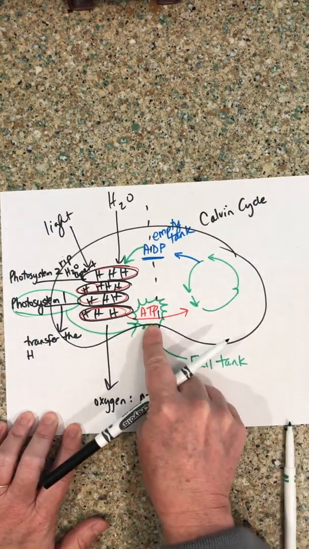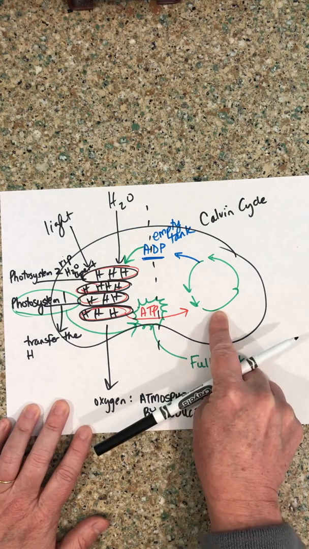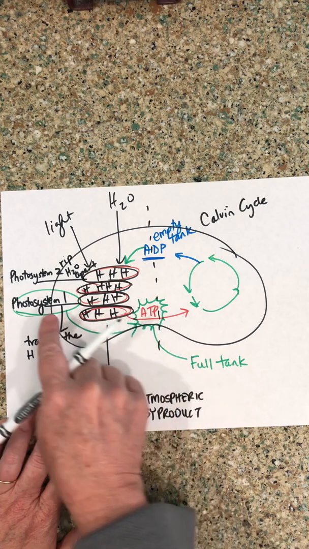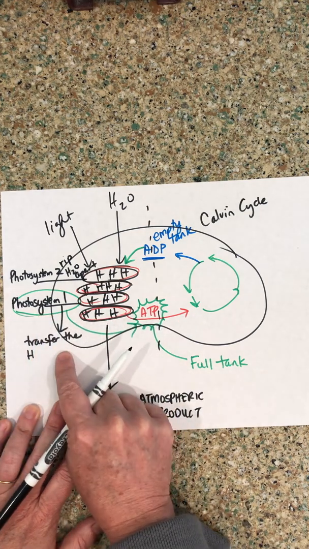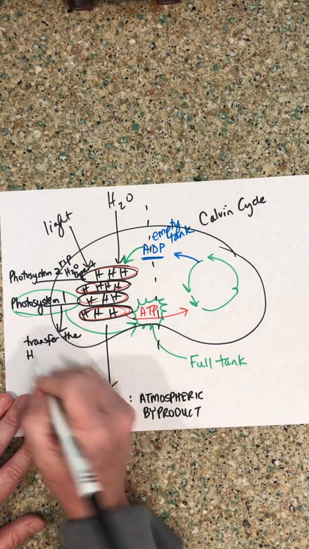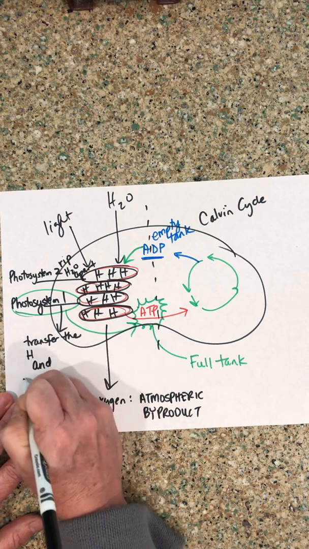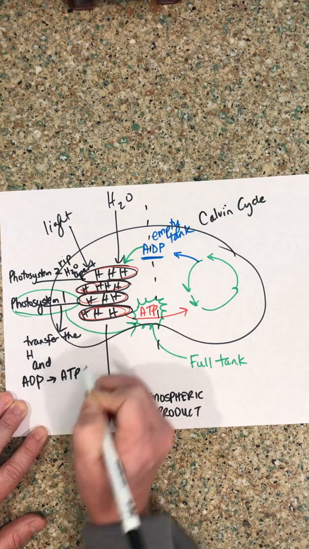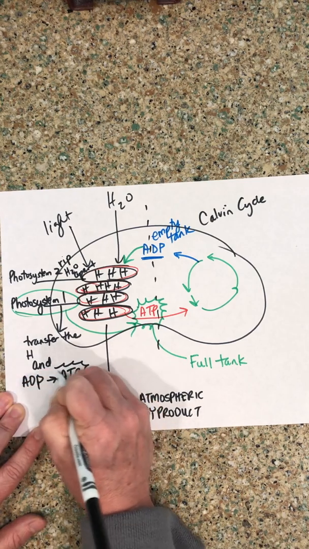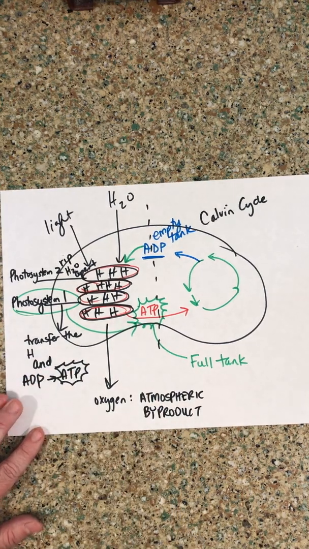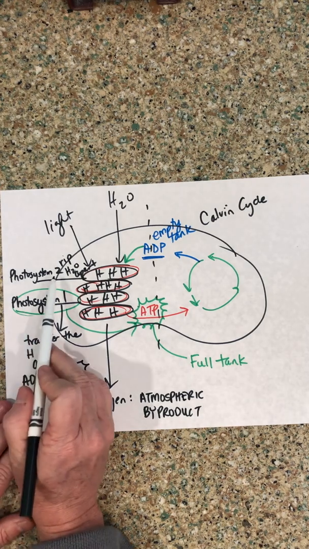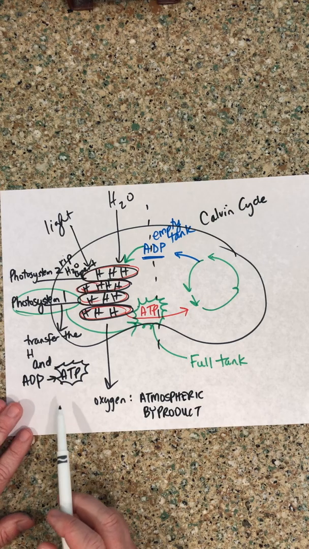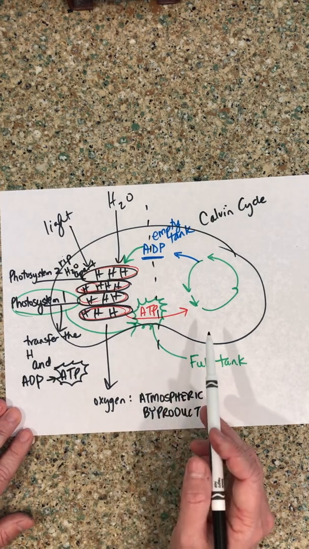ATP, the energy molecule, full, heads over to run the Calvin cycle, and when it gets empty, it comes back as ADP, and photosystem 1 will transfer the hydrogen and turn ADP into ATP. So it gives energy. Very important step. Okay, so photosystem 2 splits the water to keep the hydrogen. Photosystem 1 re-energizes ADP into ATP so that it can run the system.